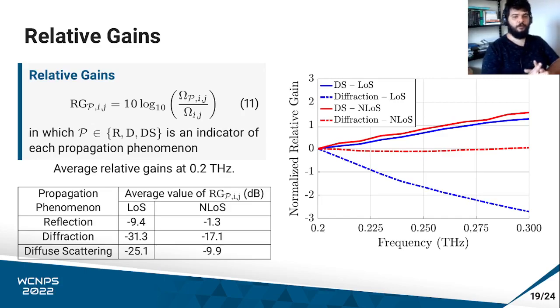To measure the contribution of each propagation phenomenon to the link composition, the relative gains were calculated as expressed in equation 11. This table shows the average relative gains of the channel at 0.2 THz. It was observed that the diffraction is the phenomenon that least contributes to the link, with a relative gain of minus 31.3 dB on line-of-sight links. This figure on the right shows the curves of the relative gains as function of the frequency. These curves are normalized to the respective values at 0.2 THz. It can be seen that the contribution of the diffuse scattering in the links increases with the frequency.